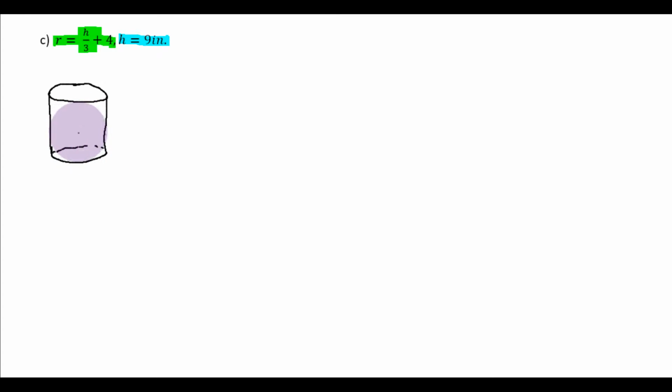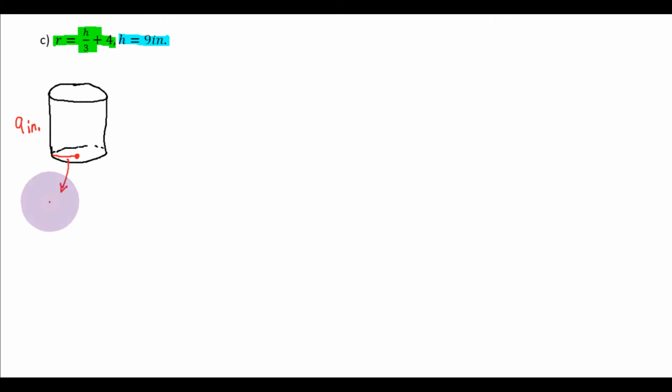Now from here, what I want to do is plug information in. So I know the height. I'm just going to deal with the height first. H is 9 inches. So the height of this cylinder is 9 inches. Now the radius is a little bit different. It looks a little bit odd. The radius, I'm just going to do an arrow out here. The radius is equal to h over 3 plus 4.